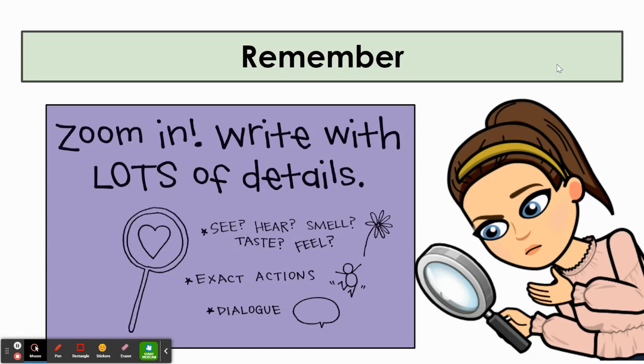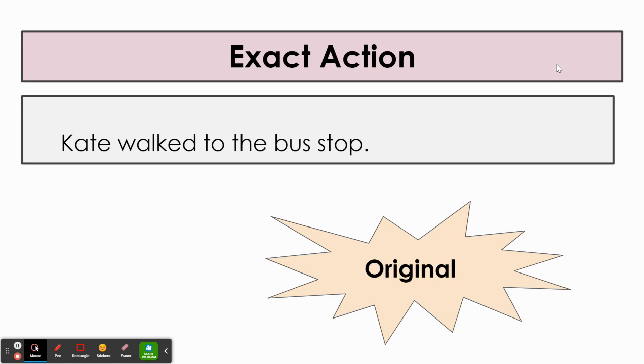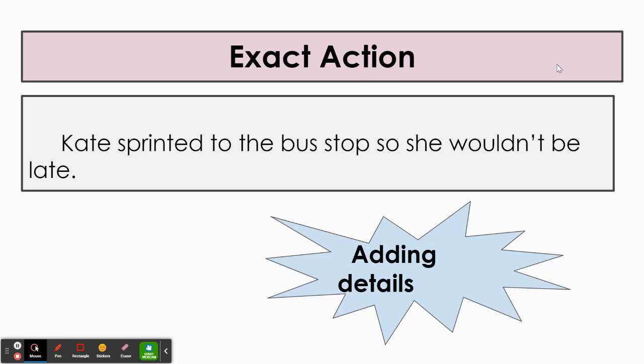Next, let's talk a little bit about exact actions. Here is a sentence. Kate walked to the bus stop. Well, it tells me what Kate does, but I want to really give exact details for my reader. Instead of saying Kate walked to the bus stop, in order to add more detail and make it more interesting for my reader, I'm going to say Kate sprinted to the bus stop so she wouldn't be late. Now this gives my reader more detail about how Kate got to the bus stop.